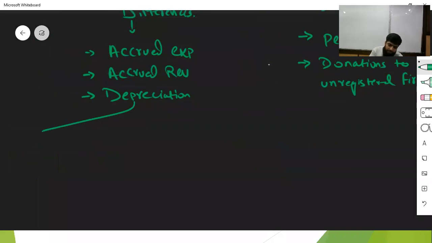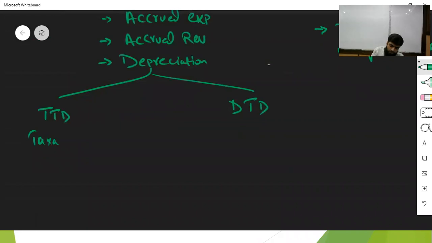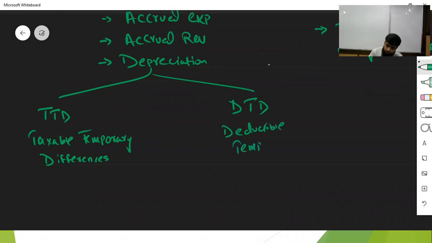in two categories. It means that is TTD and DTD. TTD stands for taxable temporary differences, and DTD stands for deductible temporary differences.